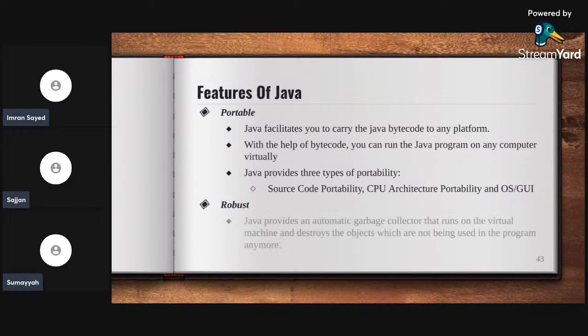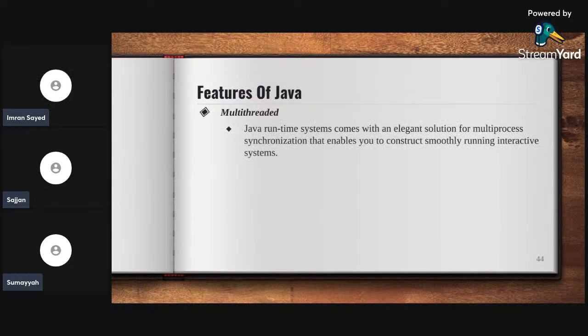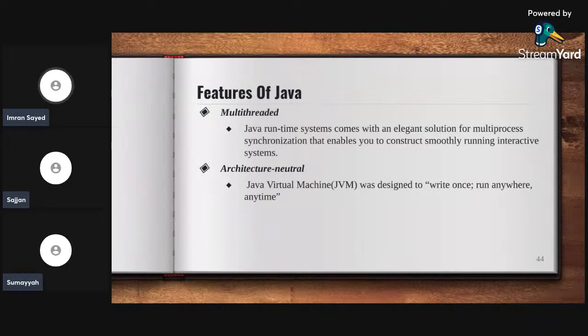It's robust. It provides an automatic garbage collector that runs on the virtual machine and destroys the objects which are not being used in the program anymore. It's multi-threaded. The Java runtime system comes with an elegant solution for multi-process synchronization that enables you to construct smoothly running interactive systems. It's architecture neutral, which means the JVM was designed to write once and run anywhere, anytime.